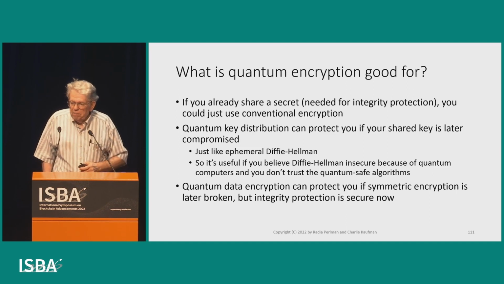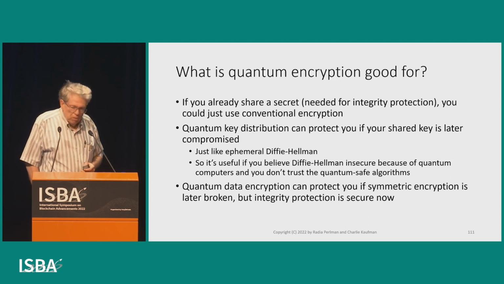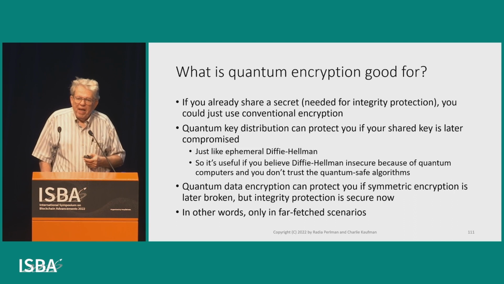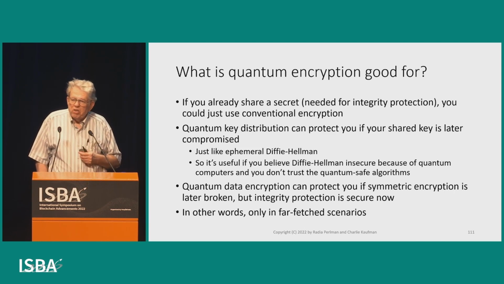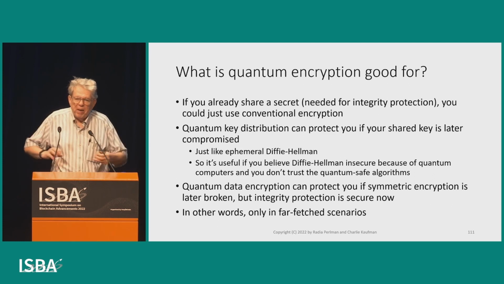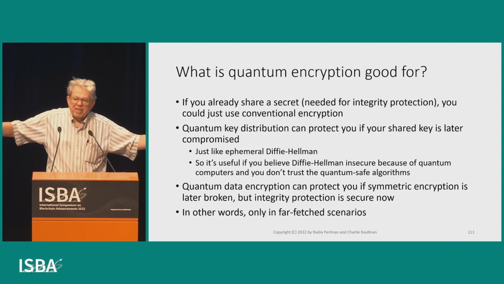So we want to get to the good stuff. Right. So basically, the bottom line is that it only protects you in some fairly far-fetched scenarios, but because it's actually practical to build it and you can make it work, there are companies that have commercial products that do this, and there are some banks that are paying enormous amounts of money to get their fiber optic links protected in this manner.